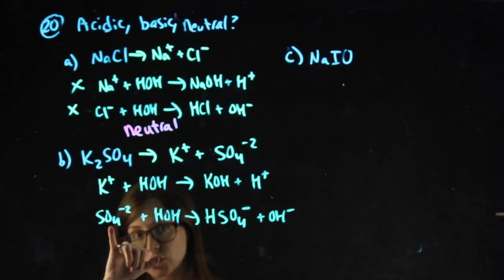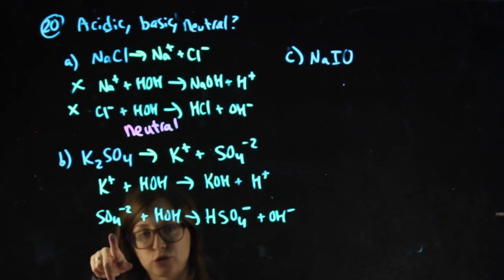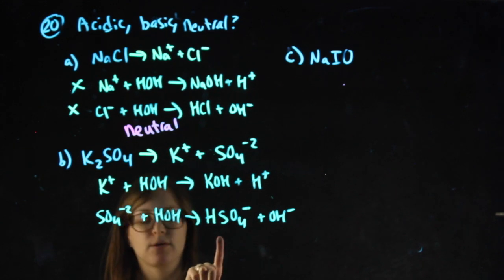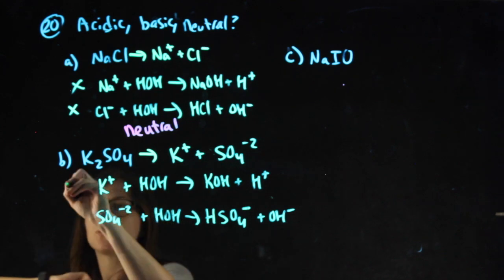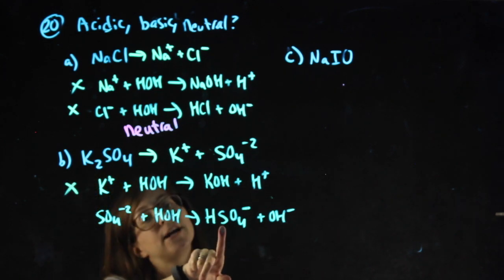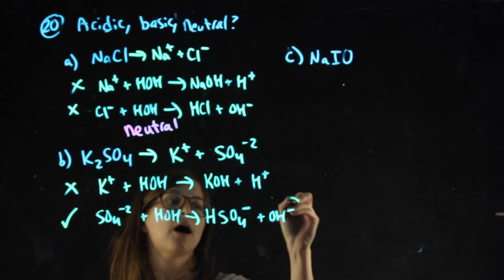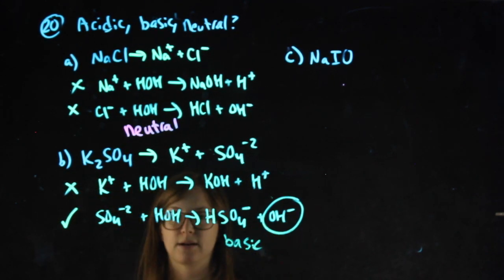Realize if it is actually a weak acid or base, it's only going to take one H from the water. So we don't have H2SO4, we just have HSO4. Looking at both of these, KOH is strong, so it does not happen. HSO4 not strong, so this can happen. Hydroxide was released, therefore this is basic.